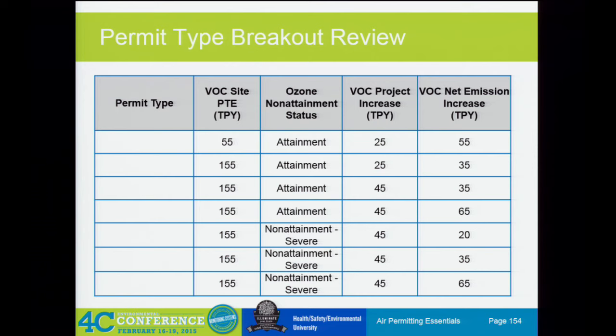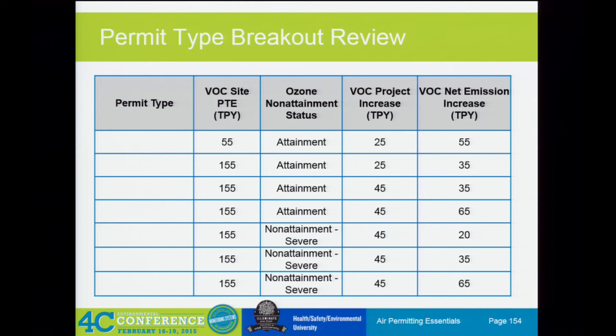The next project we would do, if this was another 25 tons per year, we would be at 70, 80 tons, and so we could still do another 25 ton project and still not trigger PSD. And then it'd be the third one that we would start having to look at our project increases compared to the 40. So we've got two more 25 ton per year projects with a PTE this low.